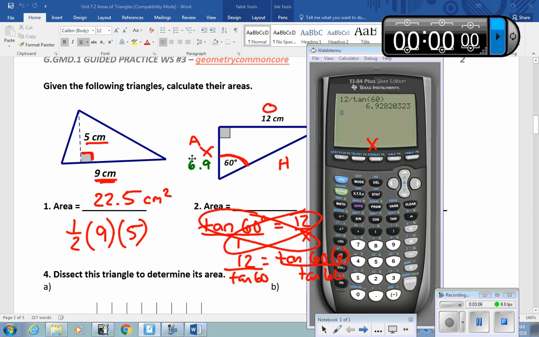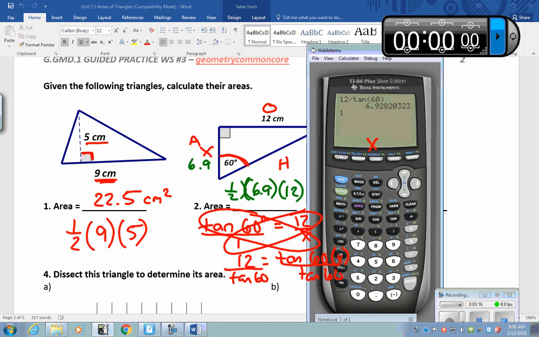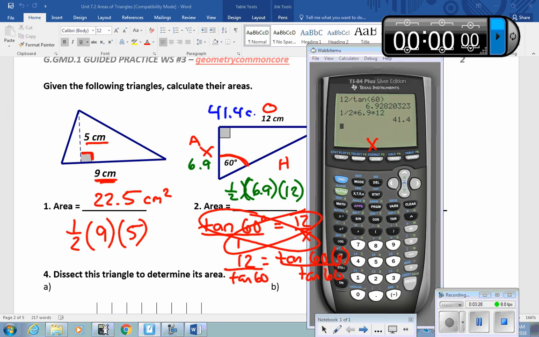So for my area, I have to do 1/2 times 6.9 times 12. So I'll throw that in the calculator. And I end up getting, for the area, and I'll put it up here near the top, but you can fill it in on the area spot, 41.4 centimeters squared. So there's my answer for 2.